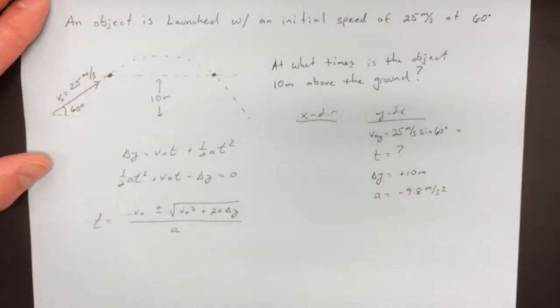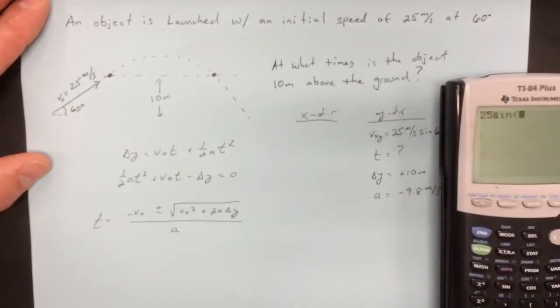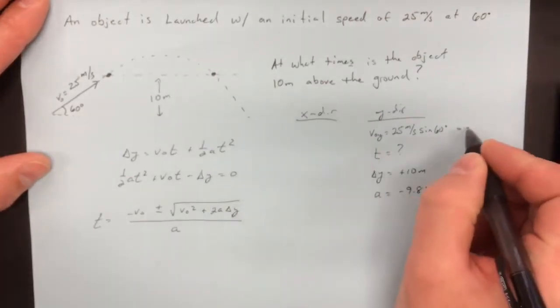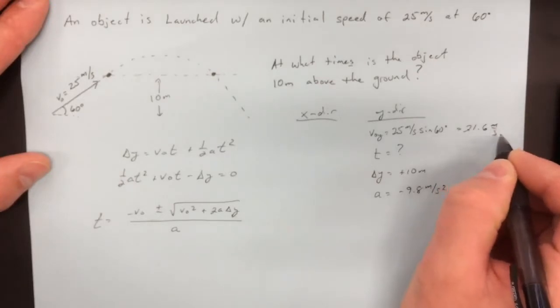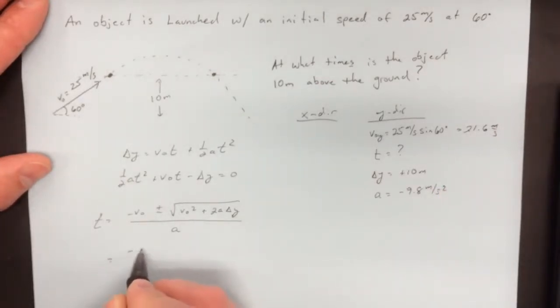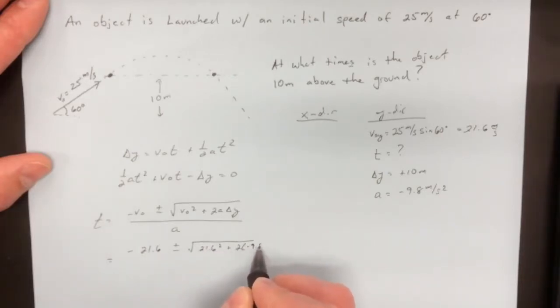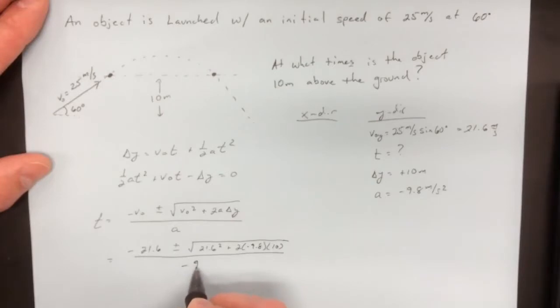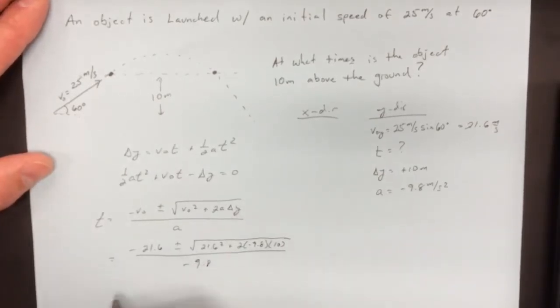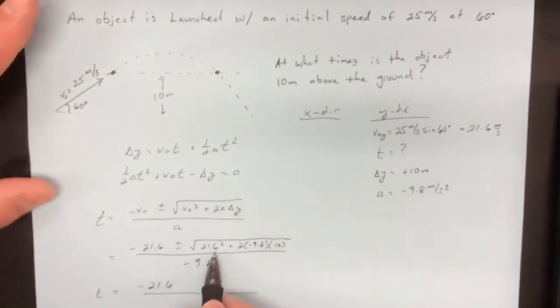All right, so I'm going to plug this into the calculator, and that's 25 sine of 60. So I get 21.6. So I have negative 21.6. I'm going to leave my units out because it gets a little bit confusing in there. 21.6 squared plus 2 times negative 9.8 times positive 10. That's going to be all over negative 9.8. Okay, I always like to get it down to this number plus or minus this number all over that number.